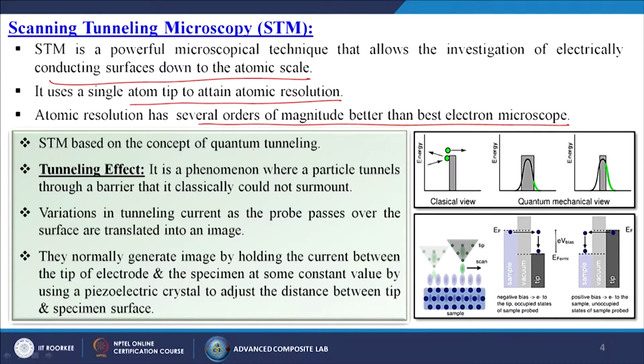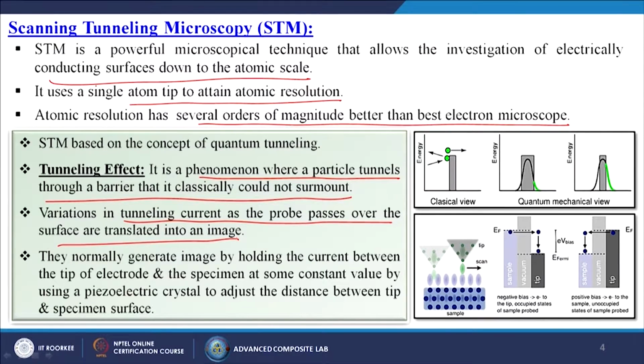How does it take place? What is the tunneling effect? It is a phenomenon where a particle tunnels through a barrier that it classically could not surmount. Variations in tunneling current as the probe passes over the surface are translated into an image. They normally generate the image by holding the current between the tip electrode and the specimen at some constant value, using piezoelectric crystals to adjust the distance between the tip and the specimen surface. So, automatically it will maintain a constant gap.